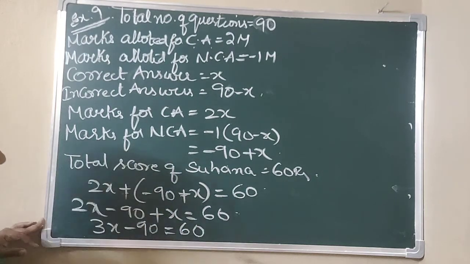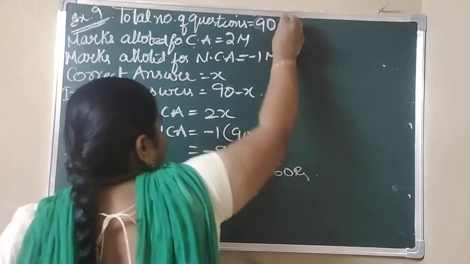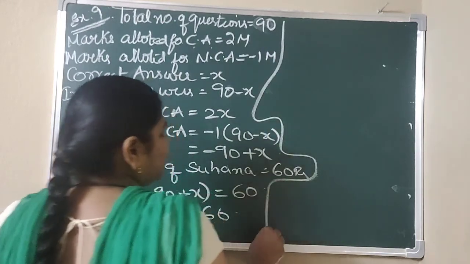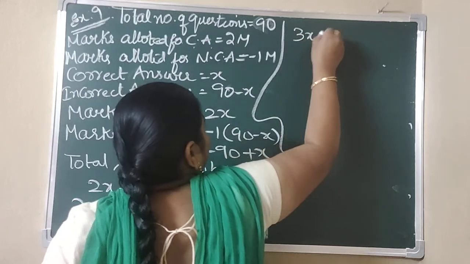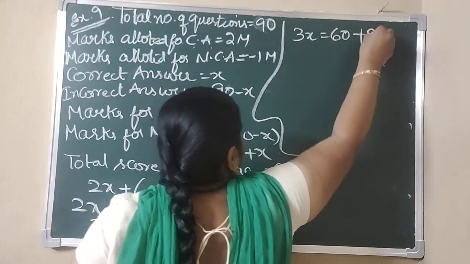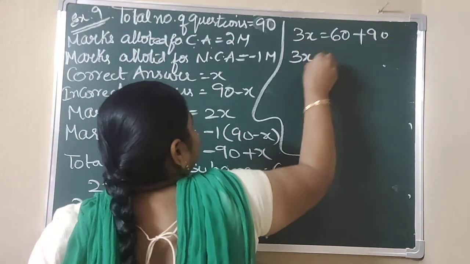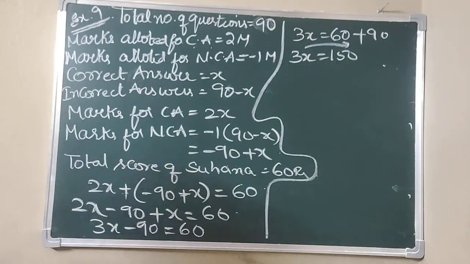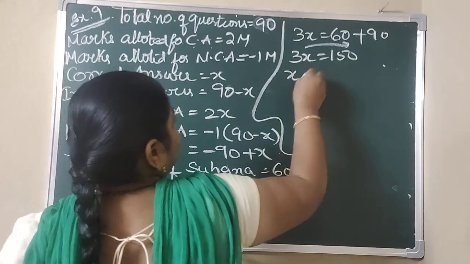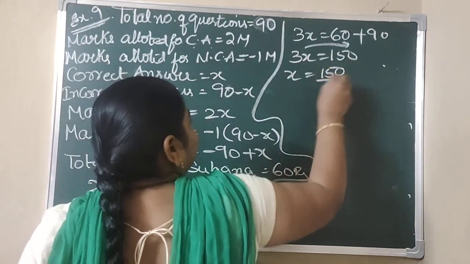Transpose 90 to the other side, that will become addition. It is in the form of minus, so it will be in the form of addition. So 3x is equal to 60 plus 90. 60 plus 90 is how much? 150. So transpose this 3 to the other side, that will become division. So x is equal to 150 by 3.